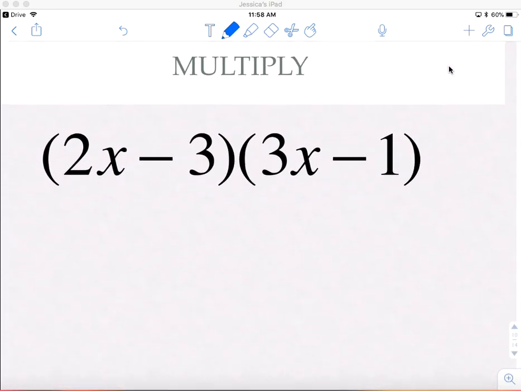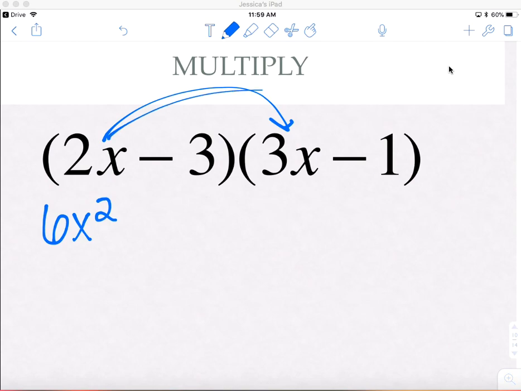Go ahead and pause the video, try this one on your own, and then restart when you're ready to check. When you are foiling this, 2x times 3x, remember you're going to multiply the coefficients in front, the big numbers in front. 2 times 3 is 6. And then you're going to add your exponents. X times x is x squared.